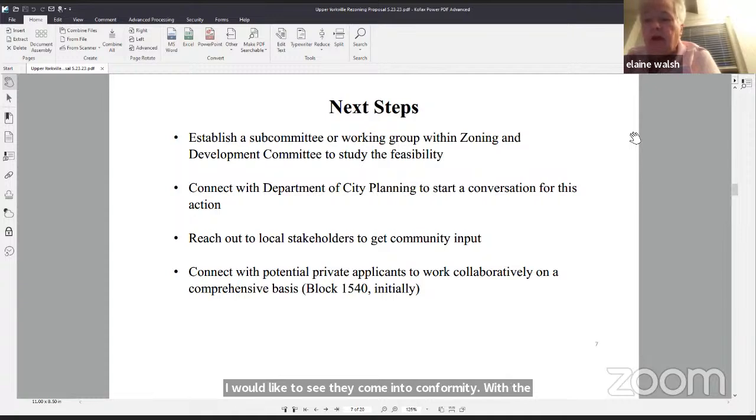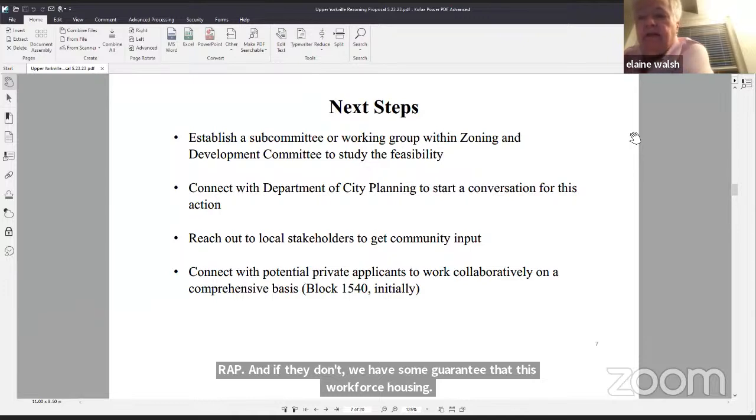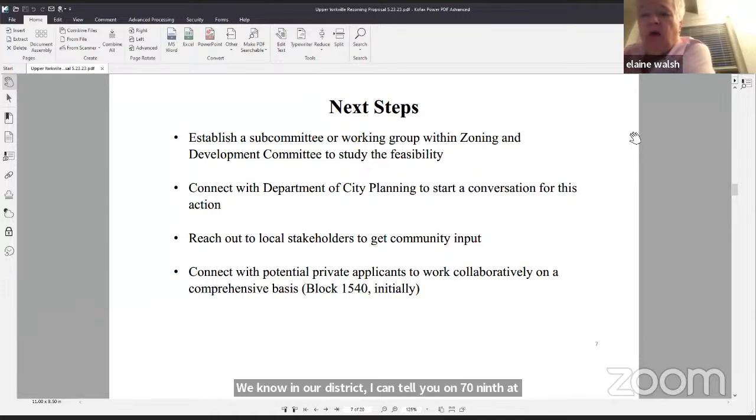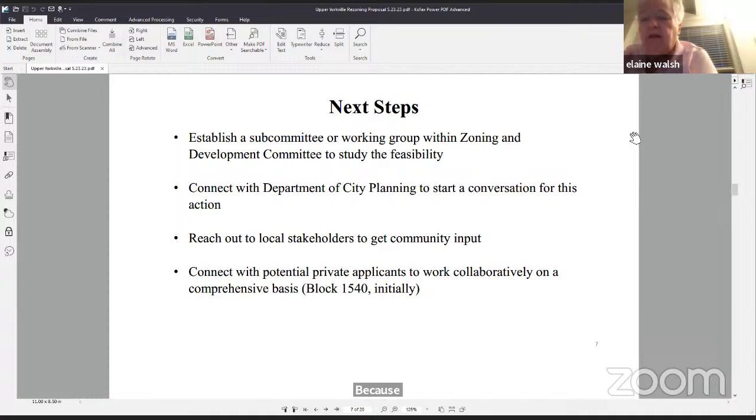I would like to see them come into conformity with the R8B, and if they don't, we have some guarantee that there's workforce housing. We know in our district, I can tell you on 79th at 200 East, it was to be affordable. There's not one unit in there. There has been no way for this city to track and monitor what has been required when a developer must put affordable housing in the building itself. I'm very skeptical about moving ahead and changing any zoning without understanding what the needs are, and what is best for the community.